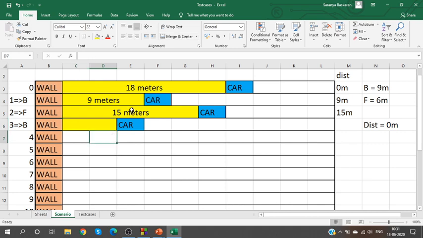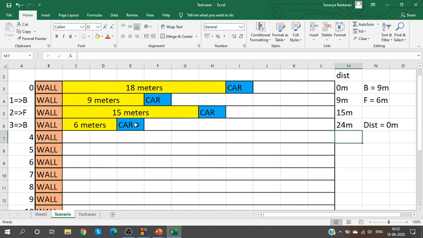Okay. So initially the distance was 15 meters. Now since it has moved backward, the distance will be 6 meters. Clear? From 15 meters, it has moved backward by 9 meters, right? So the remaining will be 6 meters. What is the total distance covered by the car? Initially it covered 15 meters. Now it has moved another 9 meter. So 24 meter. The car has traveled a total distance of 24 meter.